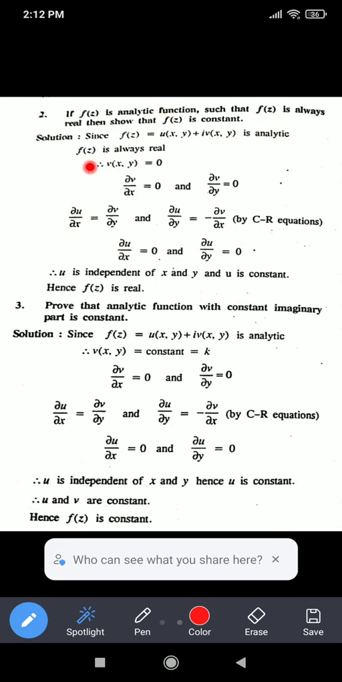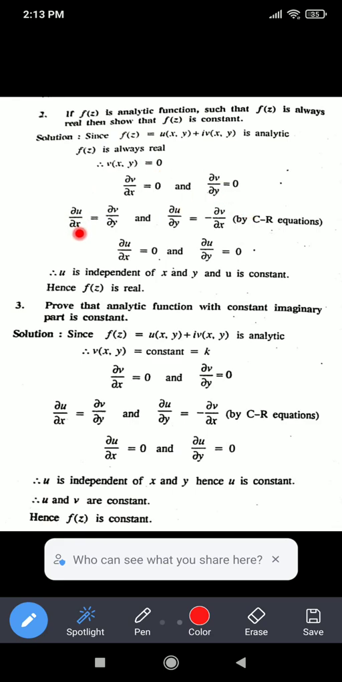imaginary part is 0. So now, the solution of this question is, since f of z is equal to u of x, y plus i into v of x, y is analytic. Here f of z is real, that is the given condition. That means the imaginary part is 0. Then we have to take v of x, y is equal to 0. Then differentiating this function, ∂v/∂x is equal to 0 and ∂v/∂y is equal to 0. Differentiate the imaginary part with respect to x and y partially.